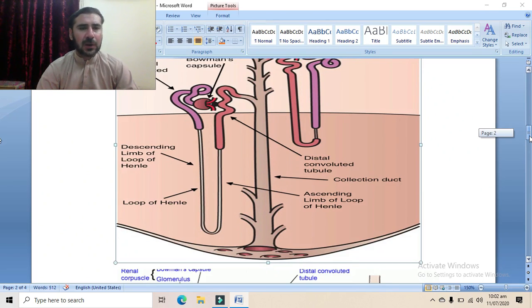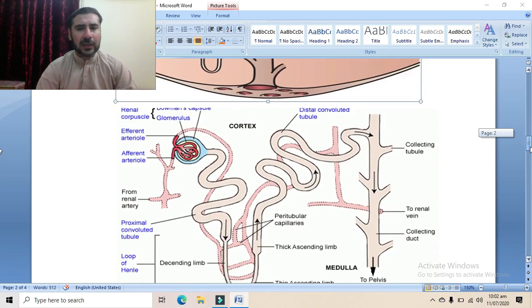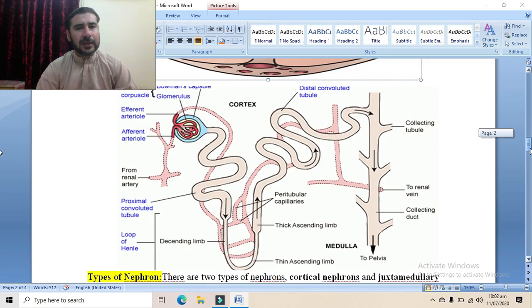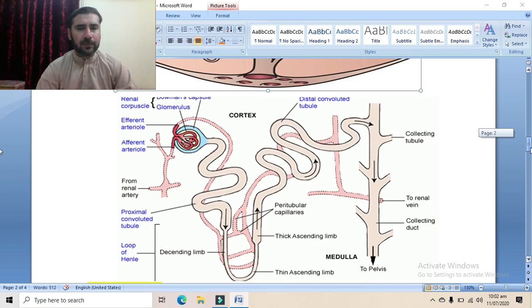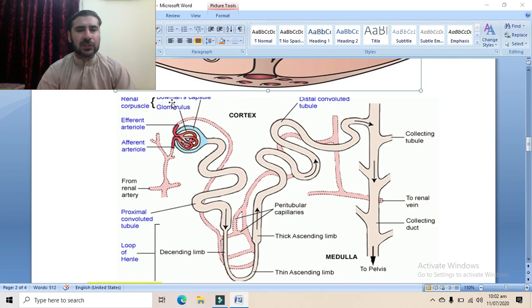The urine is passed into the ureter, then it is passed to the urinary bladder where it is stored, and from the urinary bladder it is excreted out of the body through the urethra. This is another diagram. We will explain it here also. Again, the structure of the nephron diagrammatically: the renal corpuscle, the first part, and the second part, the renal tubule, that is this tubule system.